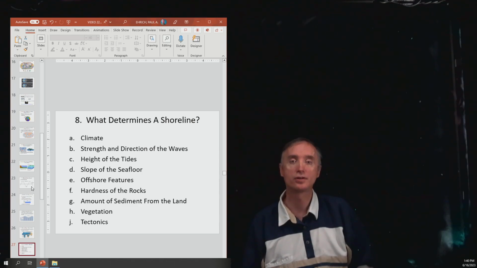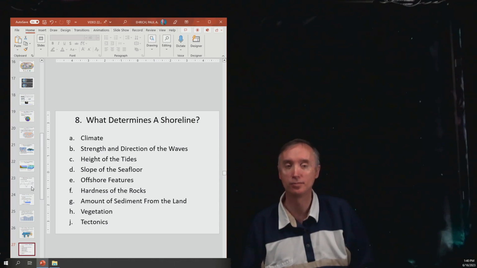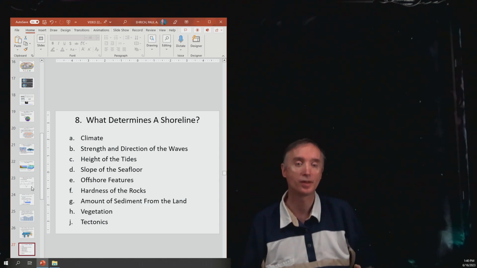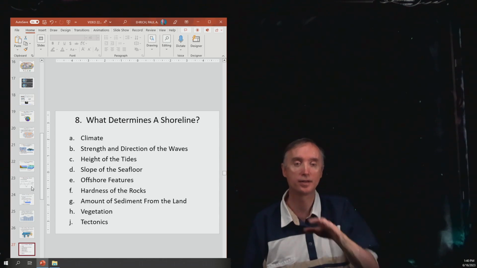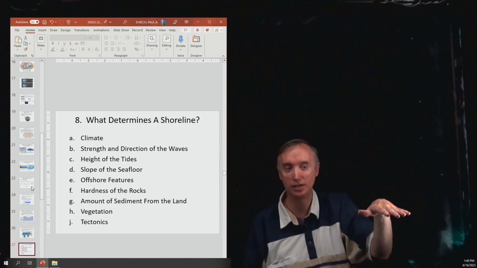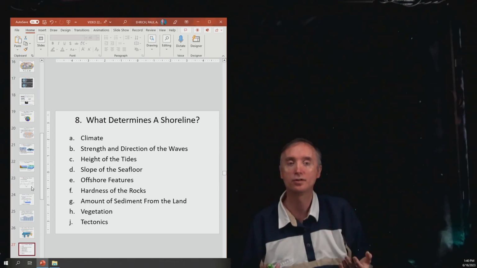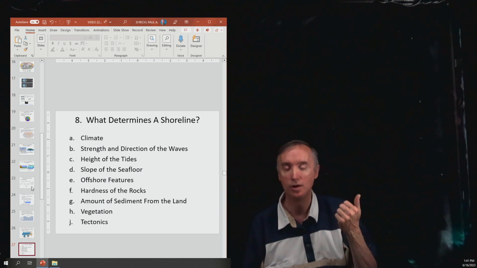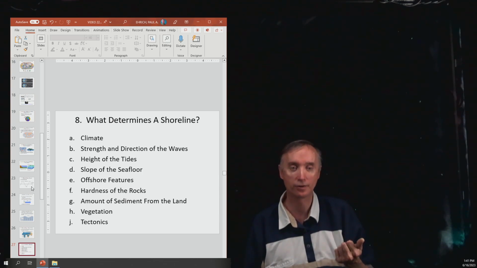So now we want to start talking about what determines a shoreline. Sometimes you've seen a shoreline that consists of cliffs, and other times you've seen a shoreline that's a nice sandy beach. So what is going to determine the type of shoreline that you have? Well, one is going to be the climate. The climate is basically what the temperatures are, and also the amount of rainfall that you're going to get.